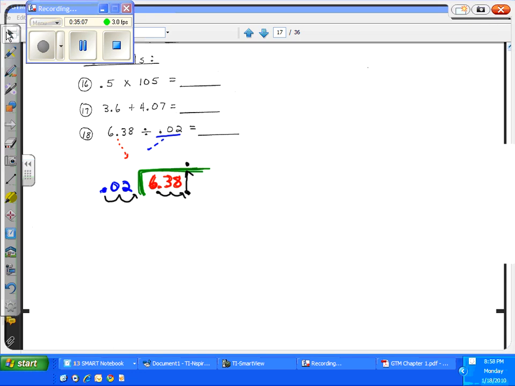So once we move it, we're just going to say 2 goes into 6 3 times. You multiply, you get 6 with 0 left over and bring down a 3. Then 2 goes into 3 one time. You get 2 with 1 left over, bring down an 8. 2 goes into 18 9 times. You get 18 with 0 left over. So the answer is 319.